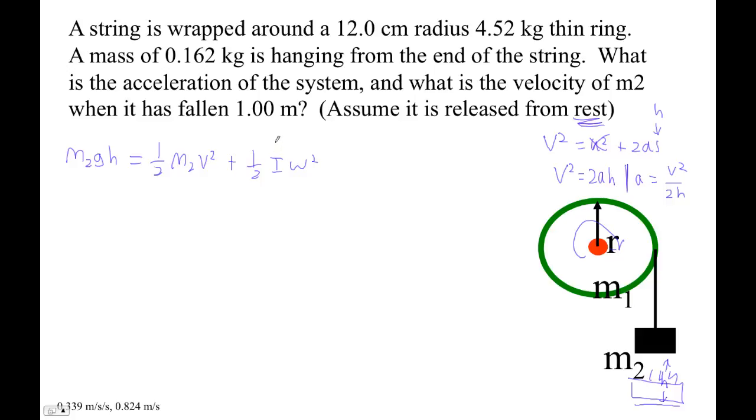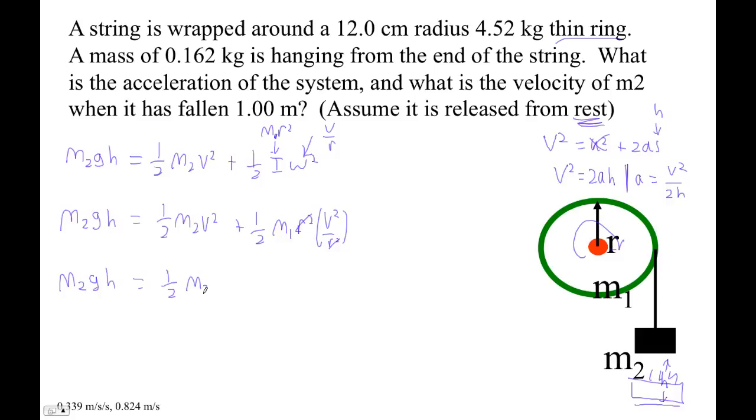So this guy will be translating, this guy will be rotating. Okay, standard substitutions. We're going to substitute for the moment of inertia. It's a thin ring, so that one is all of m r squared. So that's m1 r squared, and then of course we substitute v over r for omega. Now our next step looks like m2gh is 1/2 m2 v squared plus 1/2 m1 r squared times v squared over r squared. Obviously the r squareds go the way of the bison, so we end up with m2gh is 1/2 m2 v squared plus 1/2 m1 v squared.